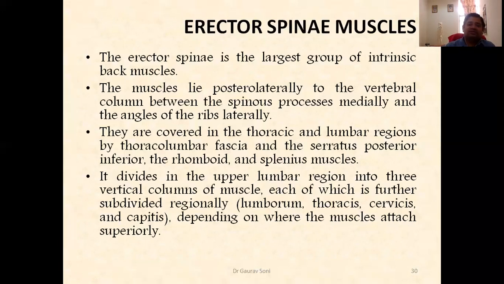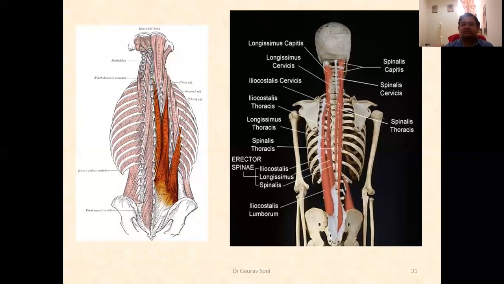To understand it, we first have to understand that these are big groups of muscles. As the name of the region is there, we are going to suffix that particular region with the name of the muscle. Like the muscle is one, so one lumborum, one thoracis. Now we are going to see the names. So you can see this particular diagram. The erector spinae are actually three: iliocostalis, longissimus, and spinalis. These are the three names.